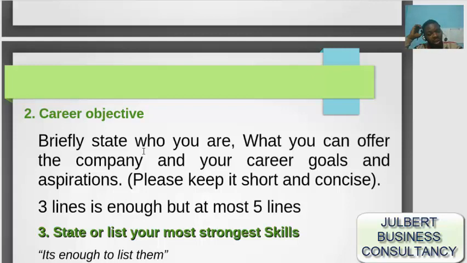So, like I was saying, the second part of a professional curriculum vitae, you have a career objective. Under the career objective section, you briefly state who you are, what you can offer the company, and your career goals and aspirations. Please keep it as short as possible, short and concise. 3 lines is enough, but you can have up to 5 lines.